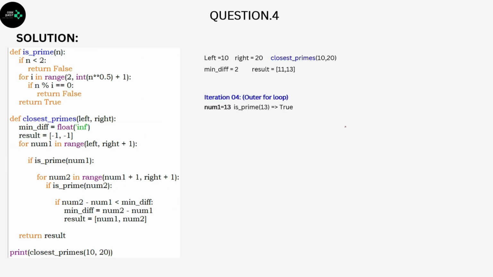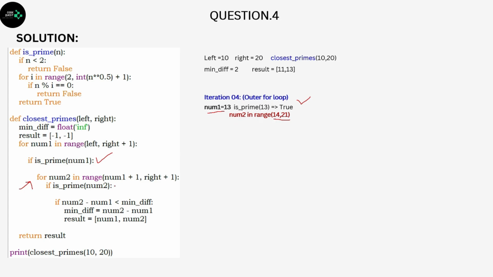So now when we take the next iteration where num1 is going to be 13, the is prime function is going to return true. As a result, I will get inside this inner loop where num2 will start again from num1 plus 1, that is 13 plus 1, 14, and goes up to what? 21 once again.